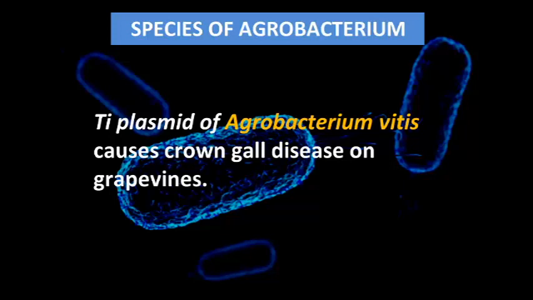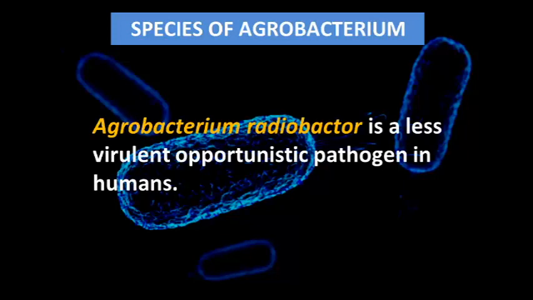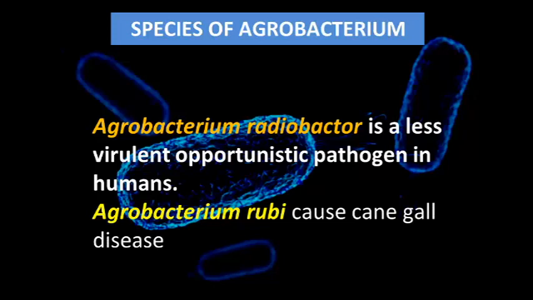Next one, Agrobacterium radiobacter. Agrobacterium radiobacter is a less virulent opportunistic pathogen in humans and it rarely causes infection. It is a saprophyte and it depends on dead and decaying matter. Another common species of Agrobacterium is Agrobacterium rubi and it is known to cause cane gall disease.